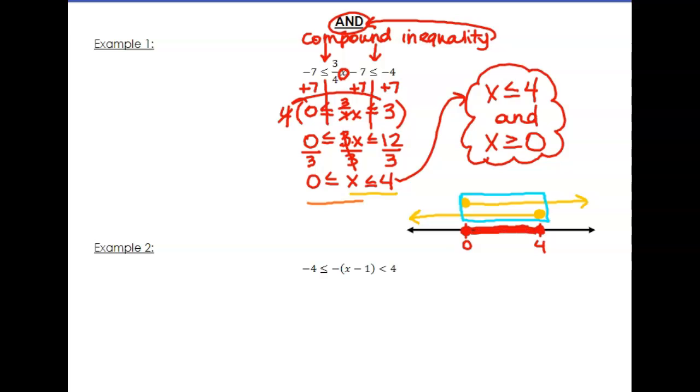So that's my solution set to my compound inequality, where x is less than or equal to 4 and x is greater than or equal to 0. So I know that was a lot. You can pause the video, you can try and look at it again, but I'm going to move to example 2.